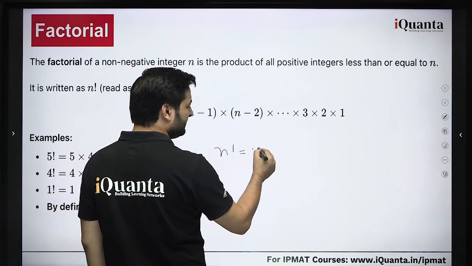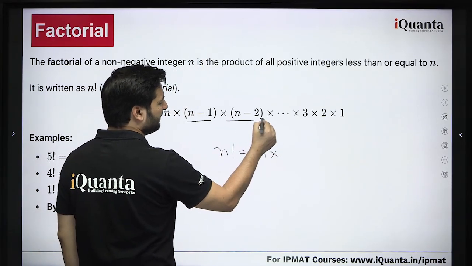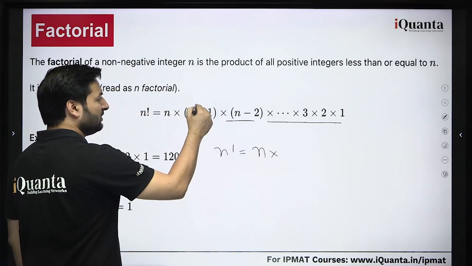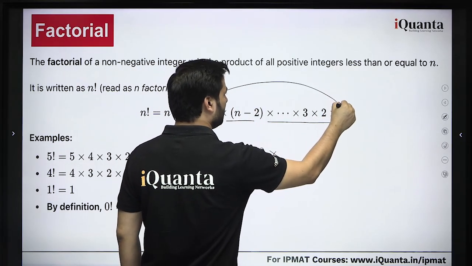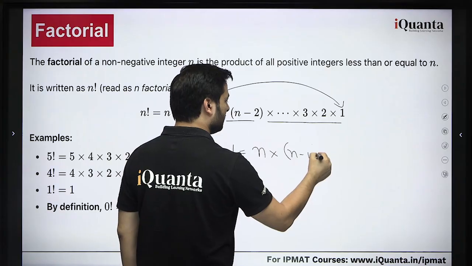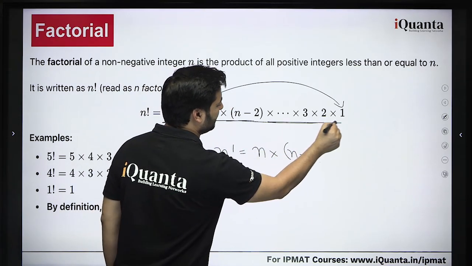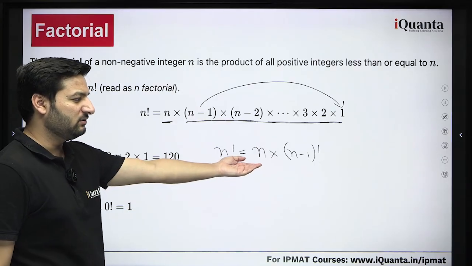N factorial is n into n minus 1 into n minus 2 and so on, till 1. So from n minus 1 we are multiplying all the numbers till 1. That becomes n minus 1 factorial. So this n can be written separately, while this entire thing can be written as n minus 1 factorial. So this is one way.